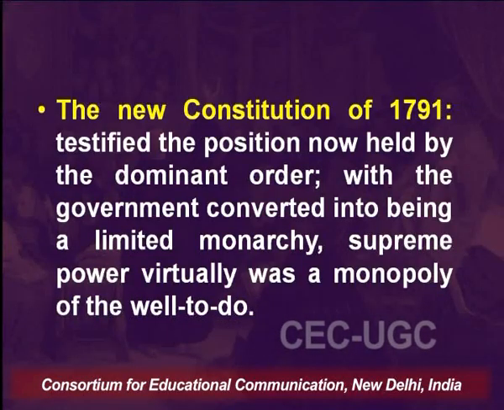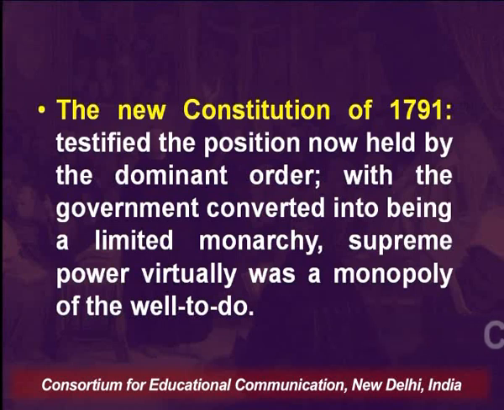So the government, of course, had the monarchy discredited itself, and it had just been a limited monarchy at this point of time, and supreme power virtually was a monopoly of the well-to-do. So as I told you towards the beginning, still France is not a republic. Still the king is there, but he is just like a puppet, he is just like a prisoner of the revolutionaries. And it is the well-to-do amongst the third estate who actually were running the show. And this is the picture that we get from this constitution of 1791.